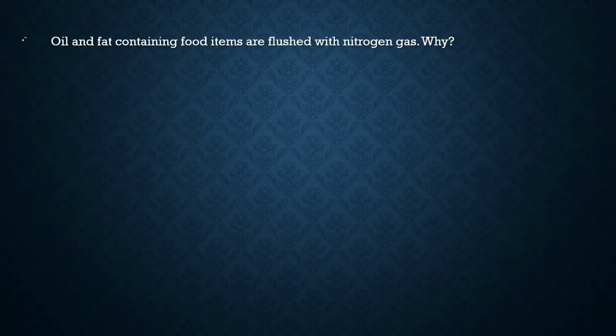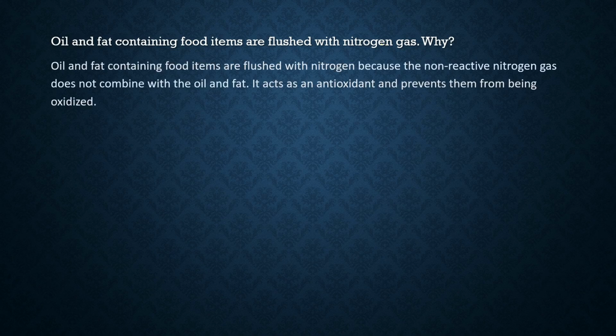So here we have a question. Oil and fat containing food items are flushed with nitrogen gas. Why? Because the nitrogen gas provides the inert atmosphere and slows down the rate of oxidation reaction, or it prevents the oxidation reaction, and hence it prevents the food from getting rancid. So the detailed answer, the right answer is given to you here. Refer to this. It is non-reactive and does not combine. So it acts as an antioxidant.